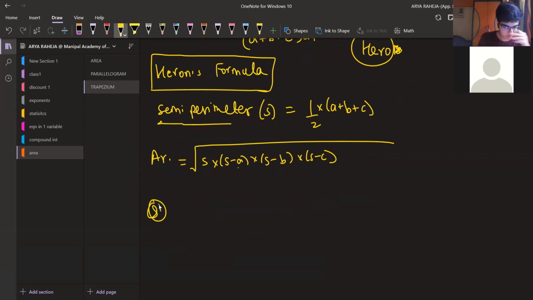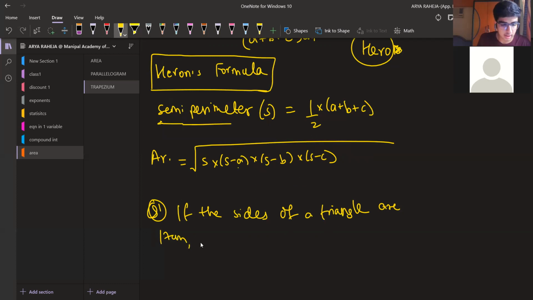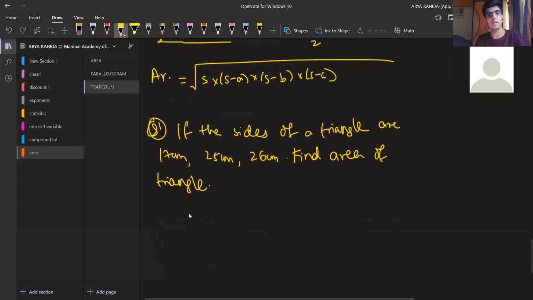Okay, question 1. हाँ एक मिनट. Okay, so if the sides of a triangle are 17 centimeter, 25 centimeter and 26 centimeter, तीन ही साइड होता है ट्रायंगल को, and they are given, find area of triangle. Okay, ये लिख लो and okay, let's see now.